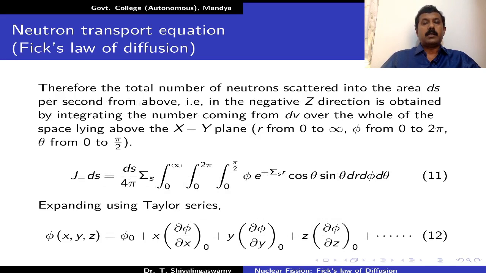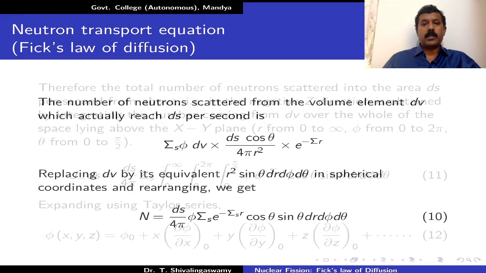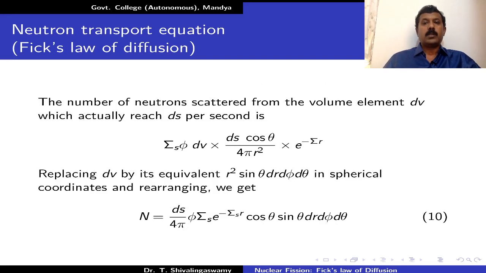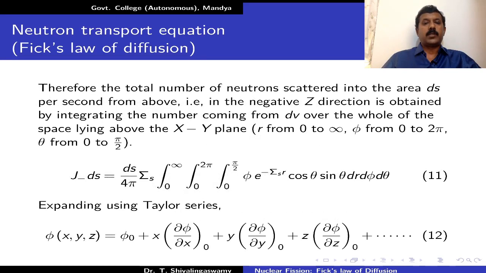If you want to calculate the total number of neutrons which are reaching ds per second in the negative z direction, that is obtained by integrating this equation. You have to integrate this equation with respect to r, theta and phi coordinates. And the limits of integration will be like this: r varies from 0 to infinity, phi varies from 0 to 2 pi, and theta varies from 0 to pi by 2. And if you integrate the previous equation with respect to r, theta, phi coordinates with these limits of integration, then you get this equation.